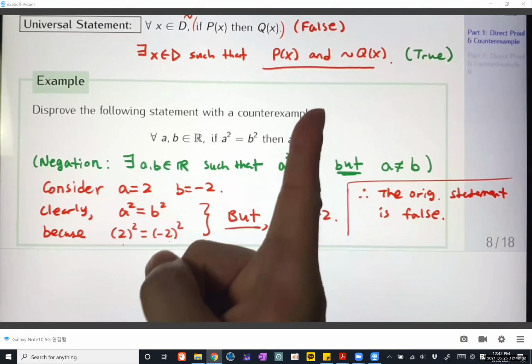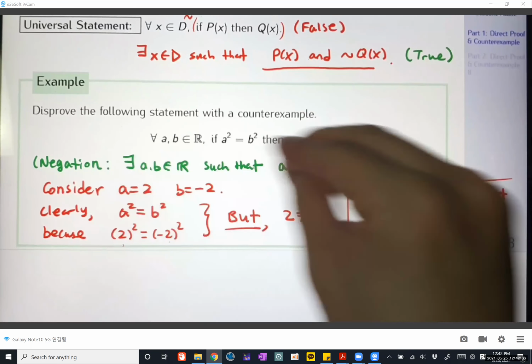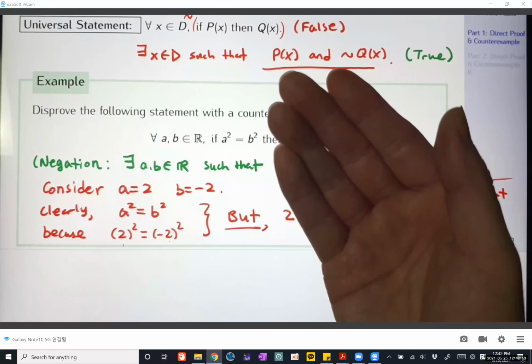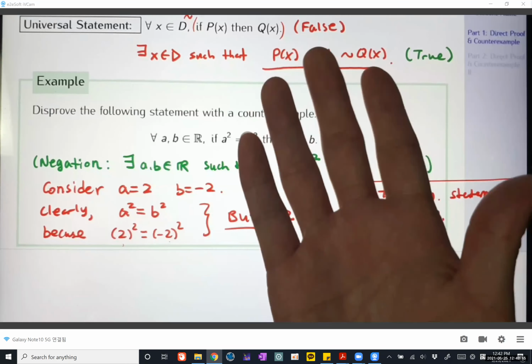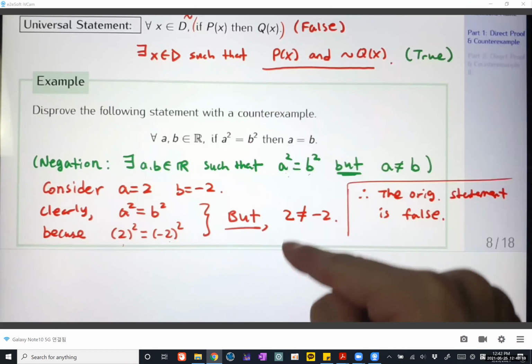Right. Disproving a universal statement requires only one example to disprove. Have you ever thought about proving a universal statement? Proving a universal statement can be a headache, like the Riemann hypothesis. You want to prove all solutions live on the critical line.